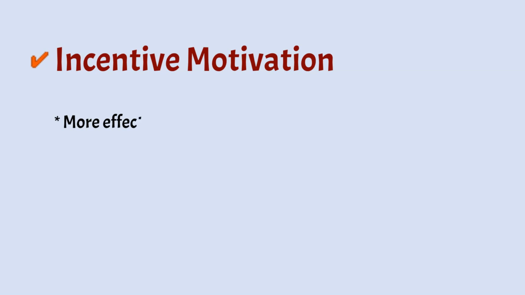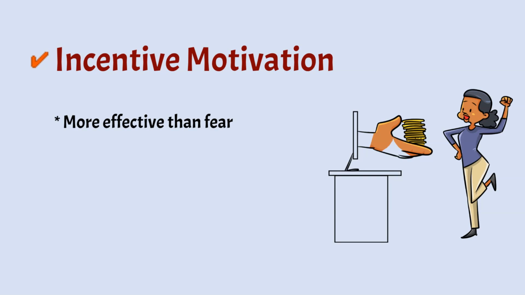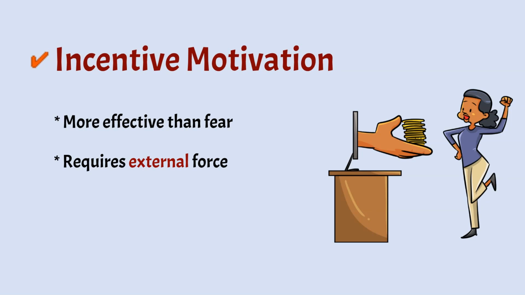The second type of motivation works far better than fear, but it also requires an external motivator. This is incentive motivation. This type of motivation offers a reward, bonus, promotion, or other kind of incentive to produce the desired results in an individual. But it is effective only to a point. In time, the incentive becomes an expectation or considered a minimum reward.